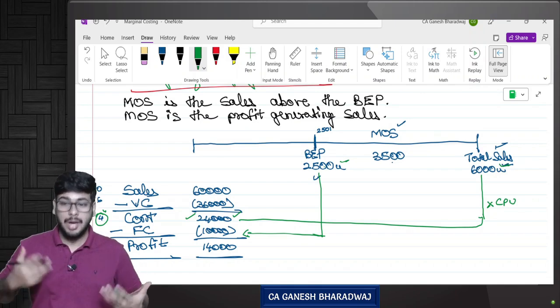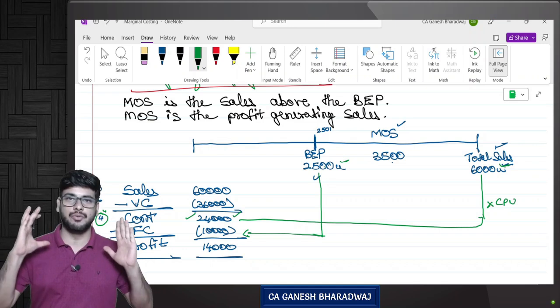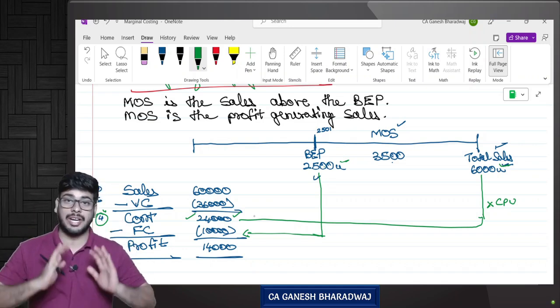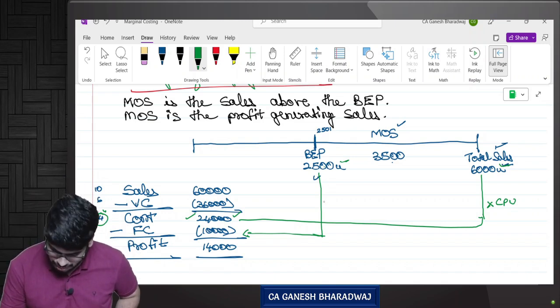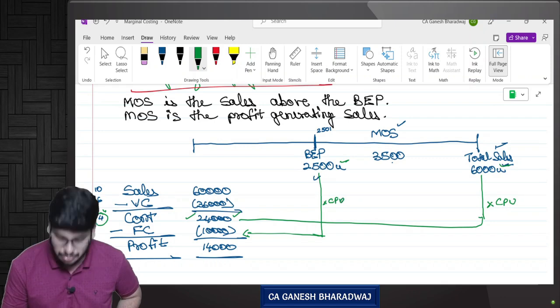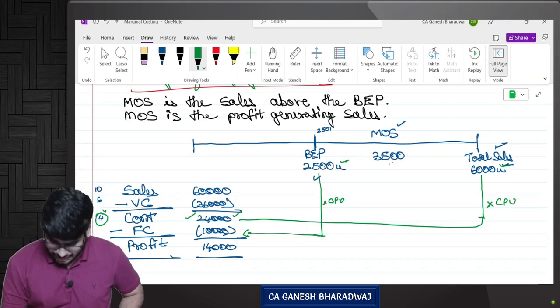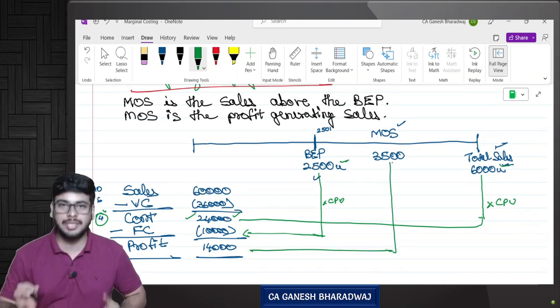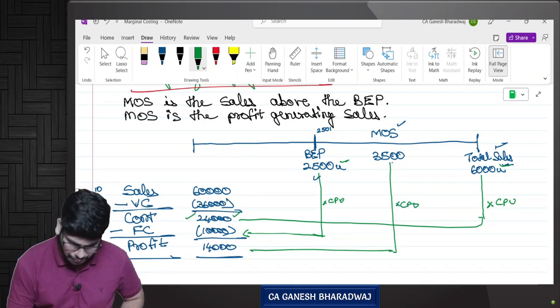How we built up, how we sold the 6,000 units. Sir, first 2,500 units I sold. The 2,500 units went on to recover my entire fixed cost. Yes, correct. So 2,500 units into contribution per unit. Then over and above, extra I sold 3,500 units. Each of these 3,500 units also generated contribution per unit of 4 rupees.